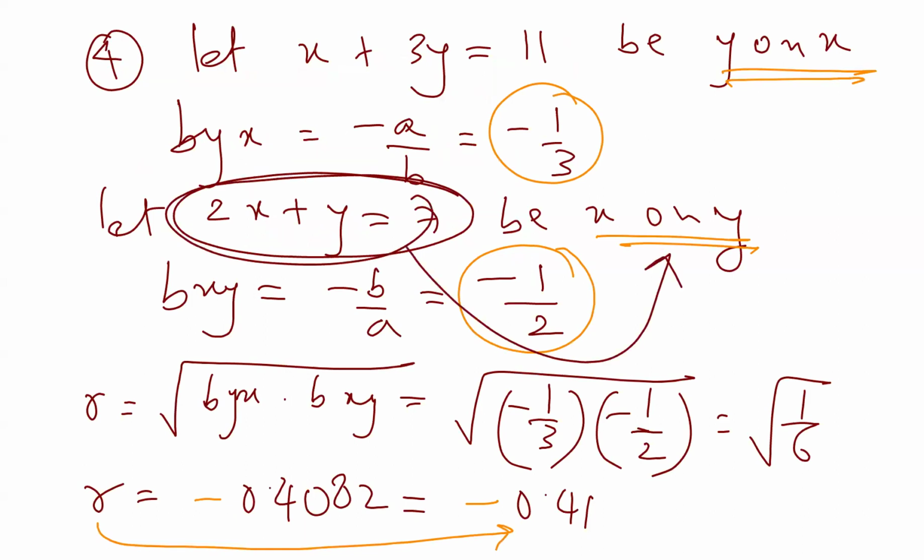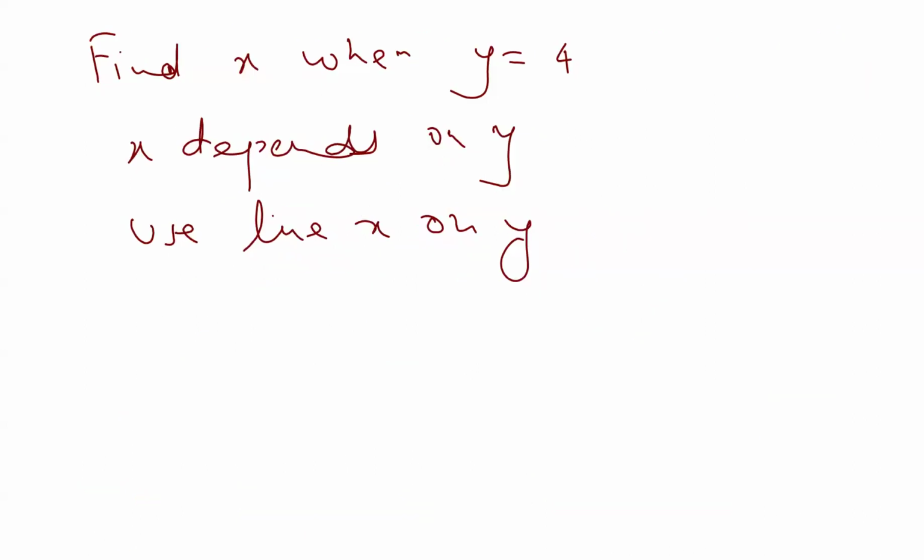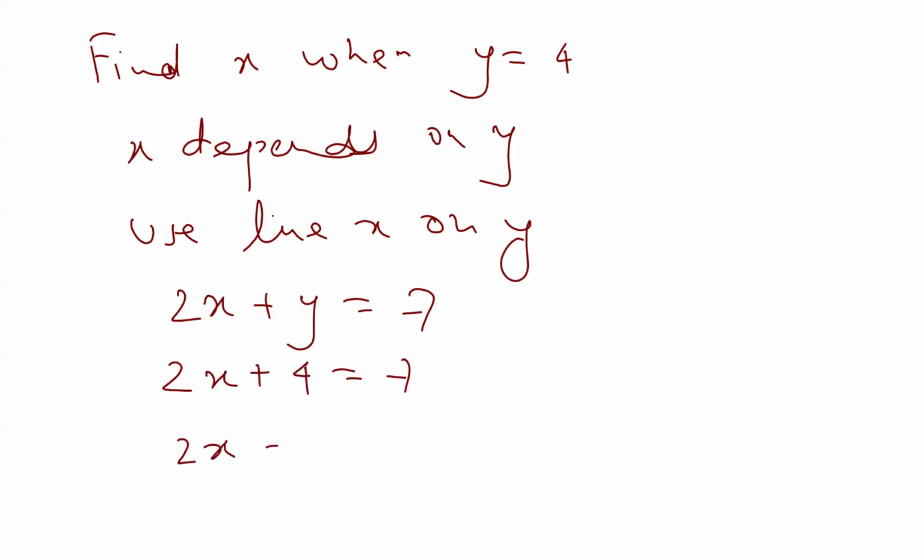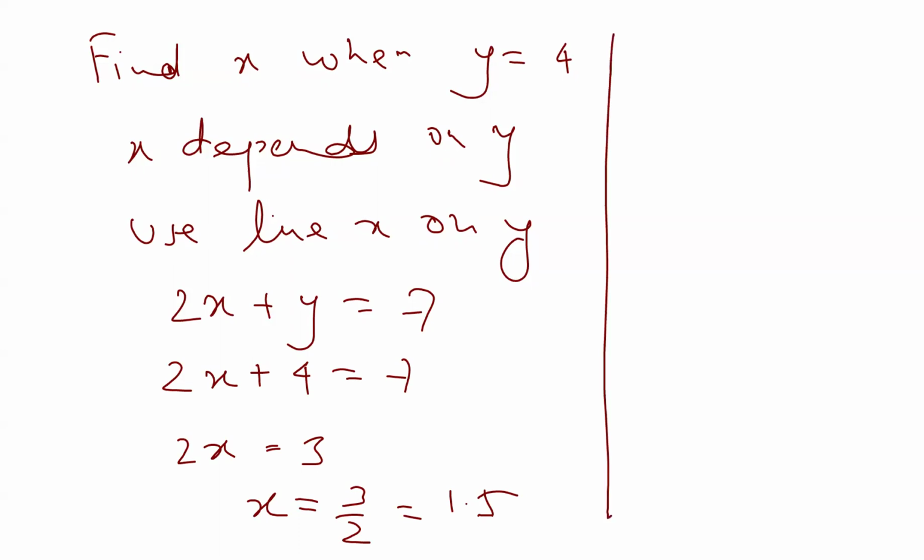2x plus y is equal to 7. In this, I am going to put the value of y as 4. So 2x is equal to 3, x is equal to 3 by 2, which is equal to 1.5. Okay. So that was your question number 4 from exercise 27.